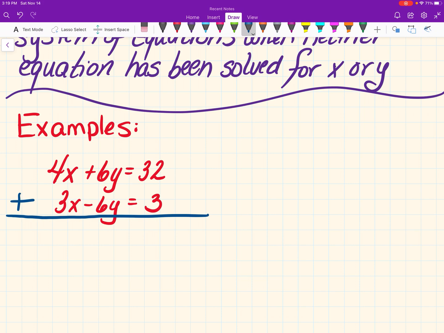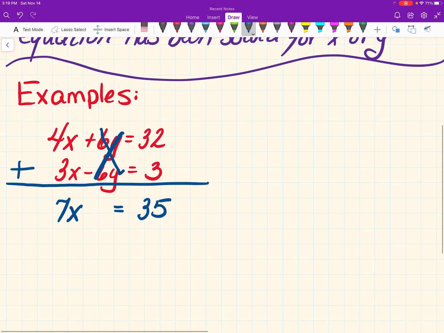Okay? So we can go 4x plus 3x, that's a 7x. Here's what's being eliminated. 6y minus 6y is 0. Well, 0 times y is 0, so these are eliminated. And 32 plus 3 is 35. Now we're down to one variable, so we can just solve this. Divide both sides by 7, and x equals 5.